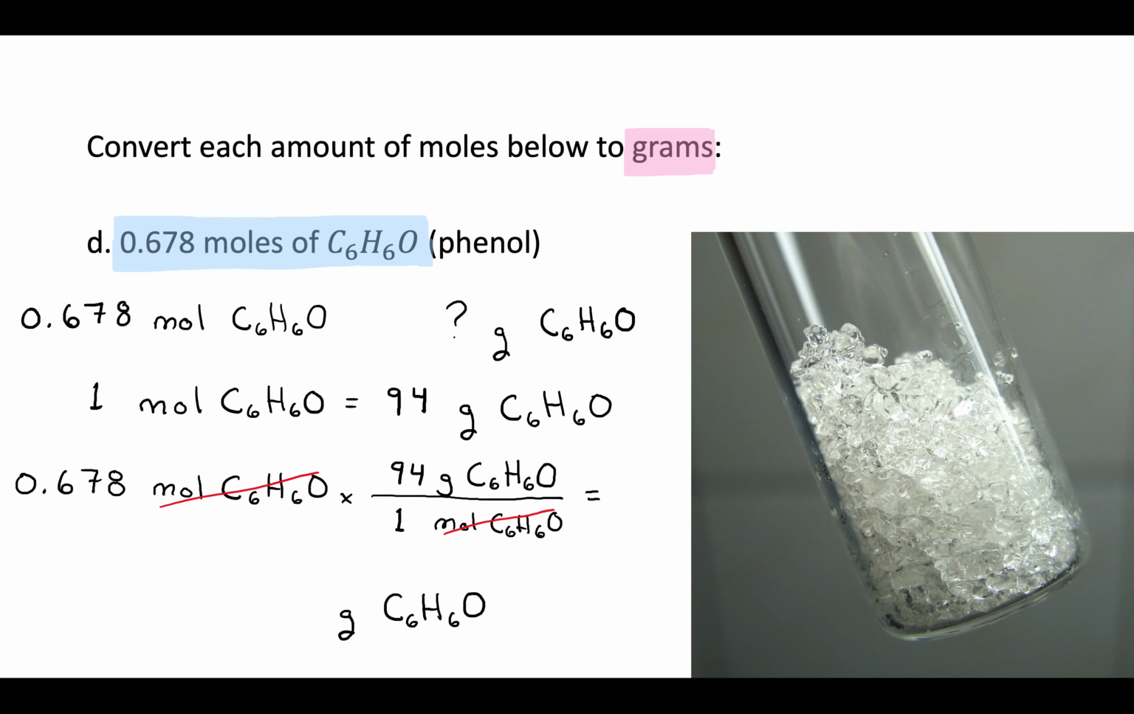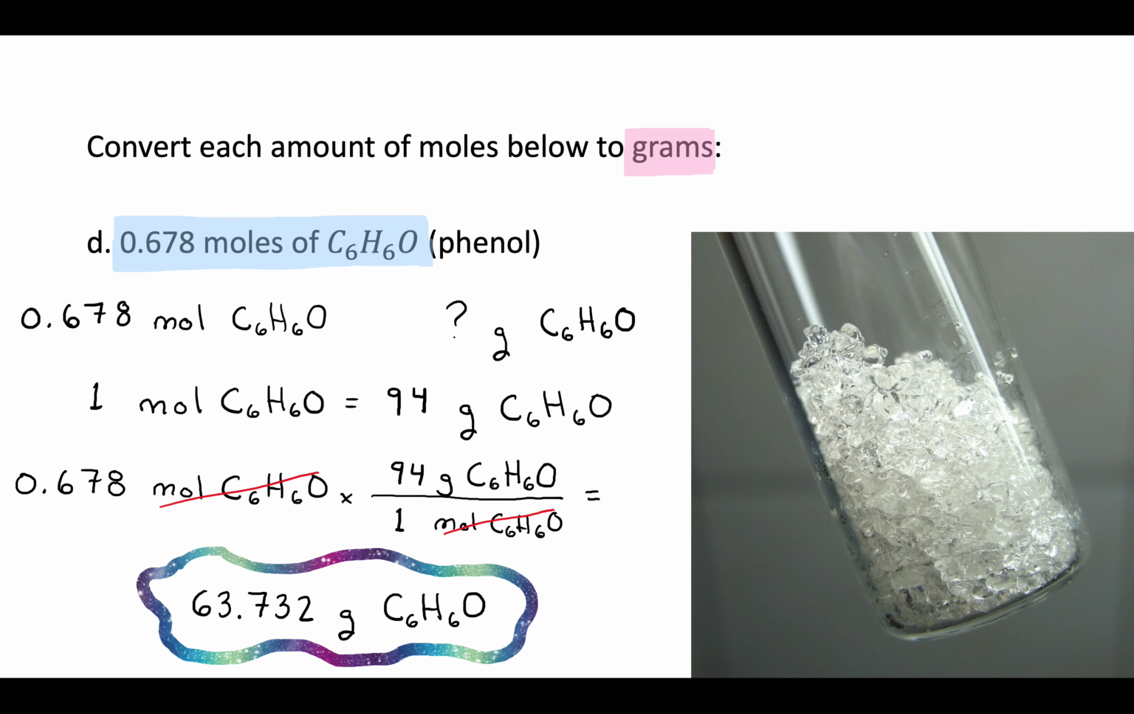If you plug this in a calculator, you get 0.678 times 94, then hit enter, divided by 1, enter, you should get something like 63.732 grams of phenol. And that's how many grams it would weigh if you had 0.678 moles of phenol.